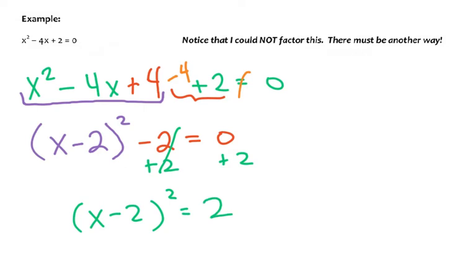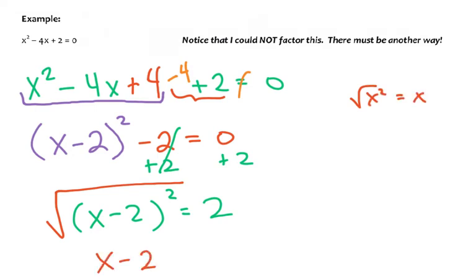And then I need to get the square root out of there. Because this entire thing is squared, I can solve that by taking the square root of that. It's like the square root of x squared. I can just take the square root and it's just x. This is just going to be x minus 2.